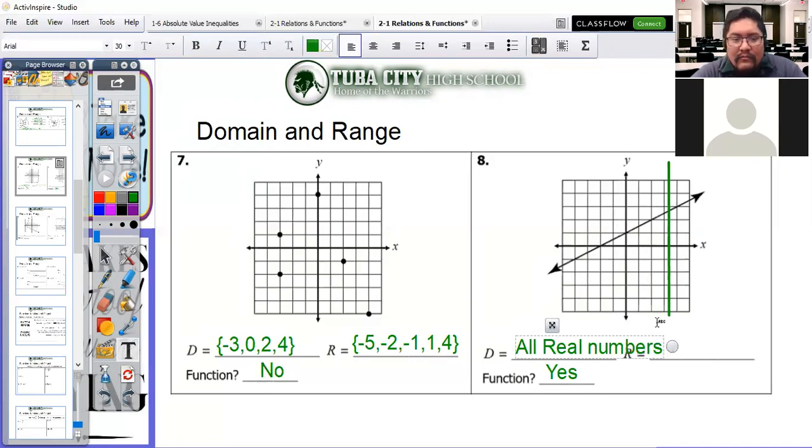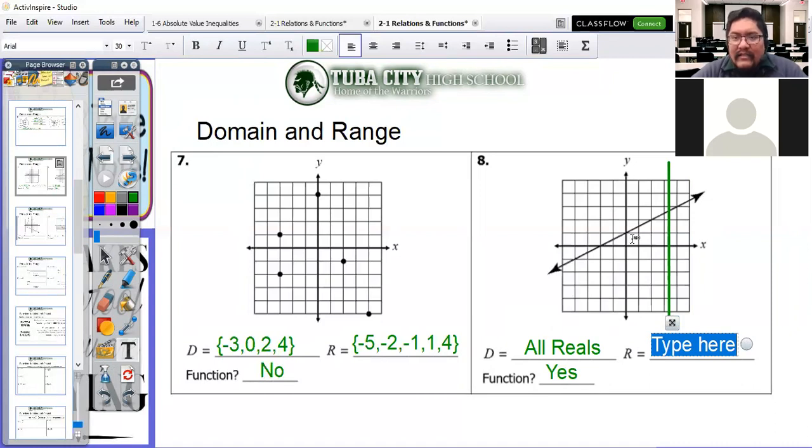Now it should be all real numbers, but I'm going to go ahead and shorten this to just all reals. So all real numbers, all numbers that you can think of. Remember, real numbers are things like fractions, decimals, even irrational numbers, like roots of things and pi.